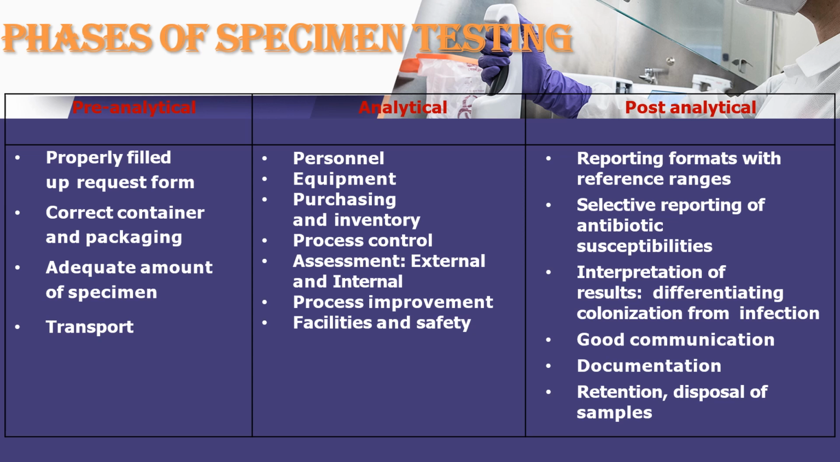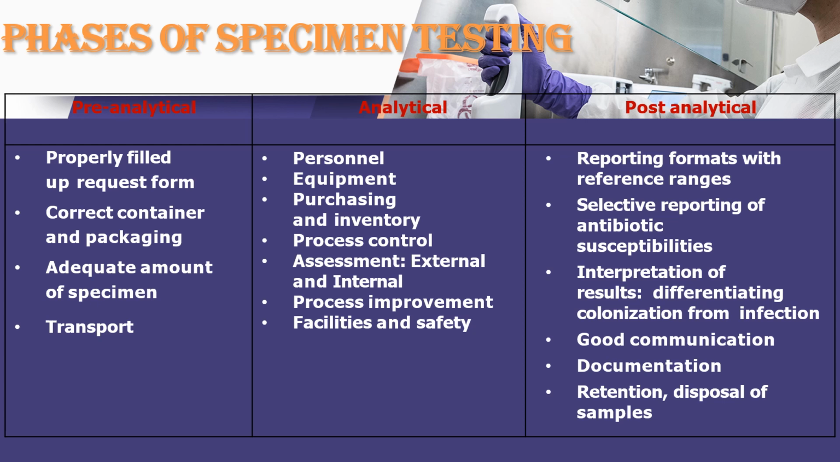So let us revise the different critical things required for each of these phases, that is pre-analytical, analytical, and post-analytical. In the pre-analytical phase, a properly filled requisite form is required, correct container and packaging, an adequate amount of specimen, and correct transport mechanisms should be followed.